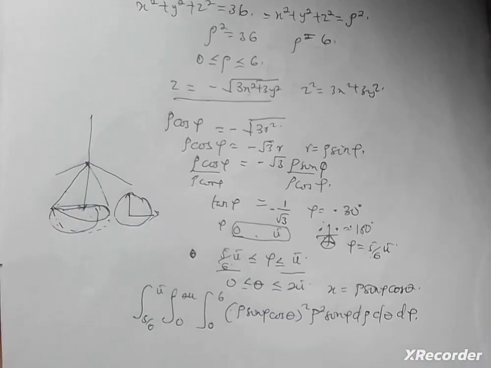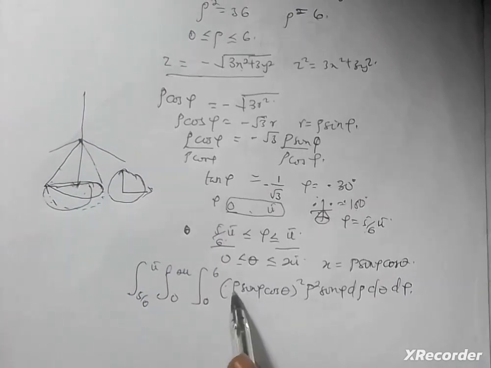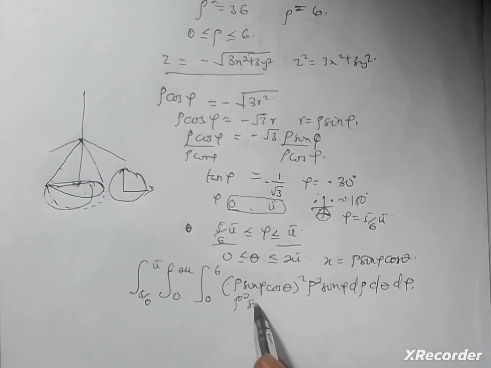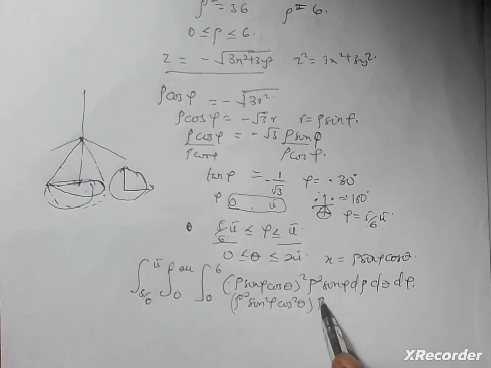This is our representation in the spherical coordinate. The rest is for us to compute, which is very simple. This will become rho squared sine squared phi, then cos squared theta. Then it's multiplied by everything here, rho squared sine phi.